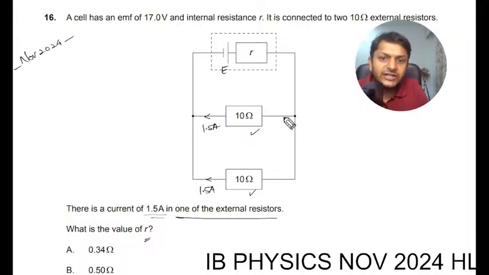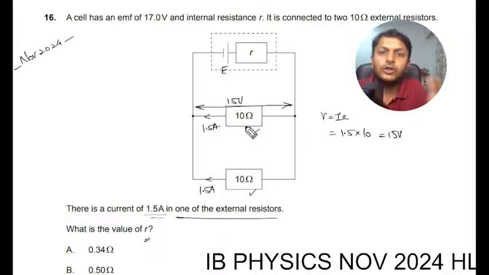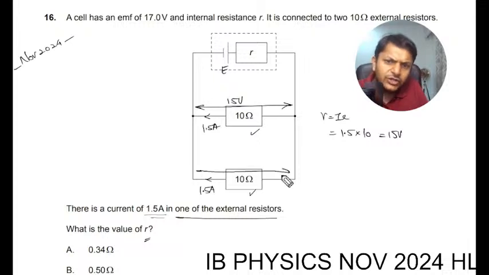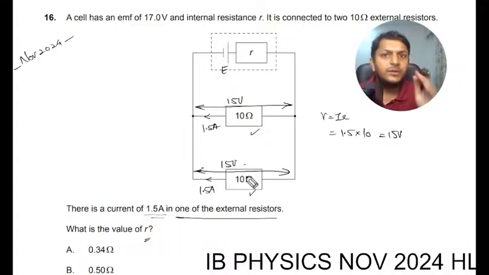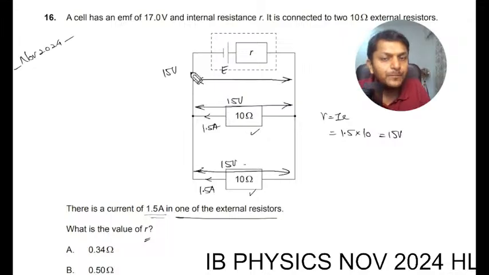So what is the potential difference here? V is equal to IR. The current is 1.5 and the resistance is 10, so it becomes 15 volt. It means that the voltage across this is 15 volt. Similarly, the voltage across this is also 15 volt, and by the way, all these three things are in parallel with each other. So we can jump to the conclusion that the potential difference across the battery will also be 15 volt.